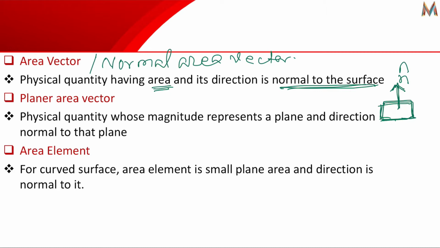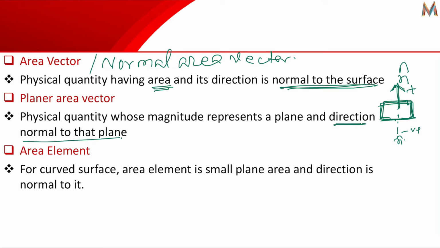So, this plane has two directions, either perpendicular up out of the plane of the paper or going inside the plane of the paper. If you take perpendicular up as positive, then going perpendicular down into the plane of the paper is said to be negative, negative n cap. So, for planar area vector, there are two directions, either up or down, but that will be perpendicular, making a 90-degree angle with the plane. So, planar area vector is the physical quantity whose magnitude represents a plane and direction normal to the plane.